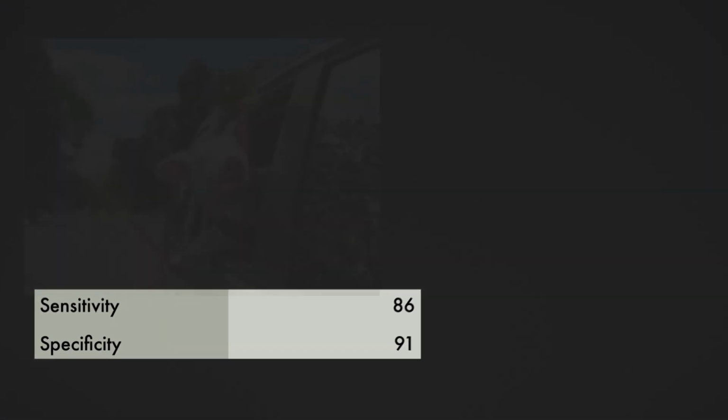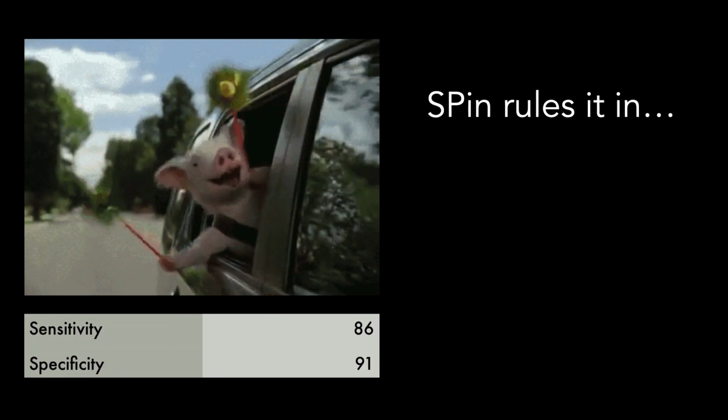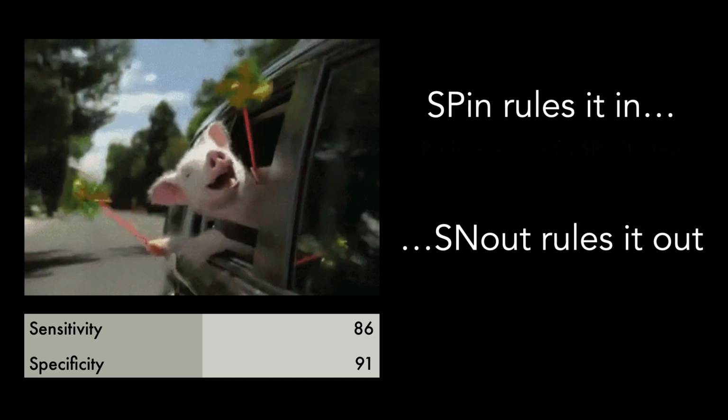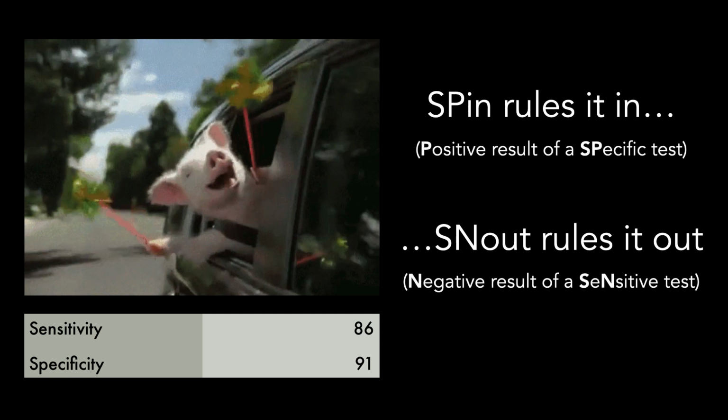So let's take a moment to talk about sensitivity and specificity, because I always have to pause and think about what it actually means. If you remember the phrase, spin rules it in and snout rules it out, that will help you determine what your sensitivity and specificity are actually telling you. If a test is specific, a positive test will rule in your diagnosis. And if a test is sensitive, a negative test will rule out your diagnosis.